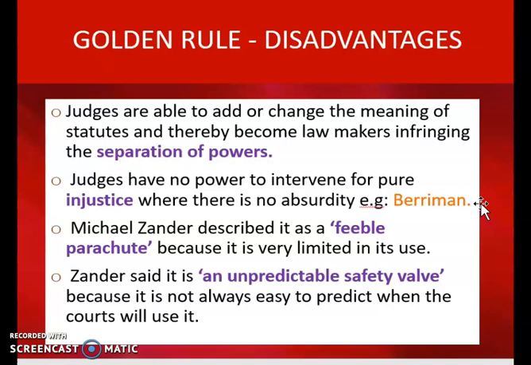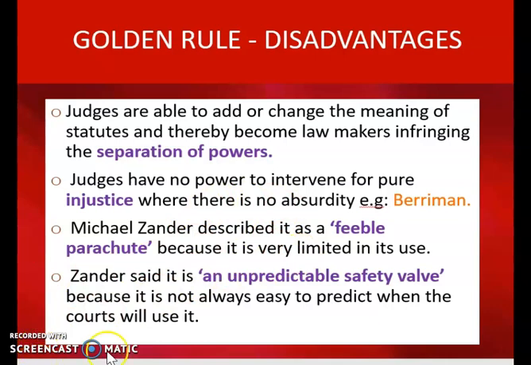Michael Zander has written about this rule and he's been quite critical of it. It's always good where possible to include quotes in your exam answers. So Michael Zander, a bit weird I suppose, described it as a "feeble parachute." So he's referring to the fact that the golden rule has been described as an escape route. But he's being quite critical here. He's saying it's feeble. And if something's feeble, it's weak, it's not really sufficient. It's quite limited in its use.